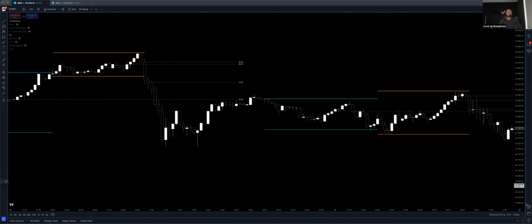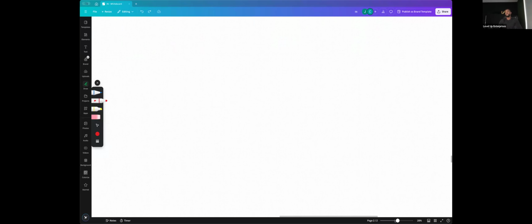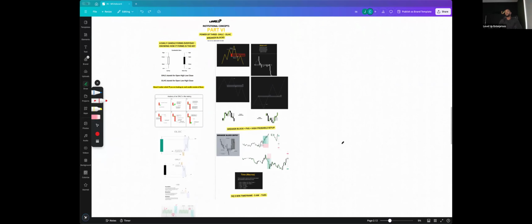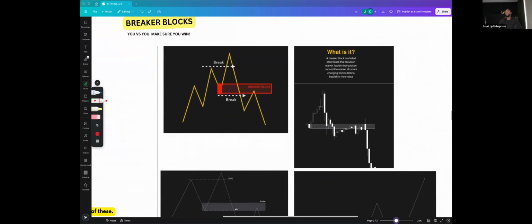What I really want to teach today, aside from this, is the breaker blocks. So let's go quickly into breaker blocks. I think this is something that will really help you out because breaker blocks is probably the number one PD array. It's probably one of the strongest PD arrays. And you're going to see that this makes a lot more sense. Once you learn how to identify a breaker block, I truly believe that you will be a menace in the market, right? So what is a breaker block?